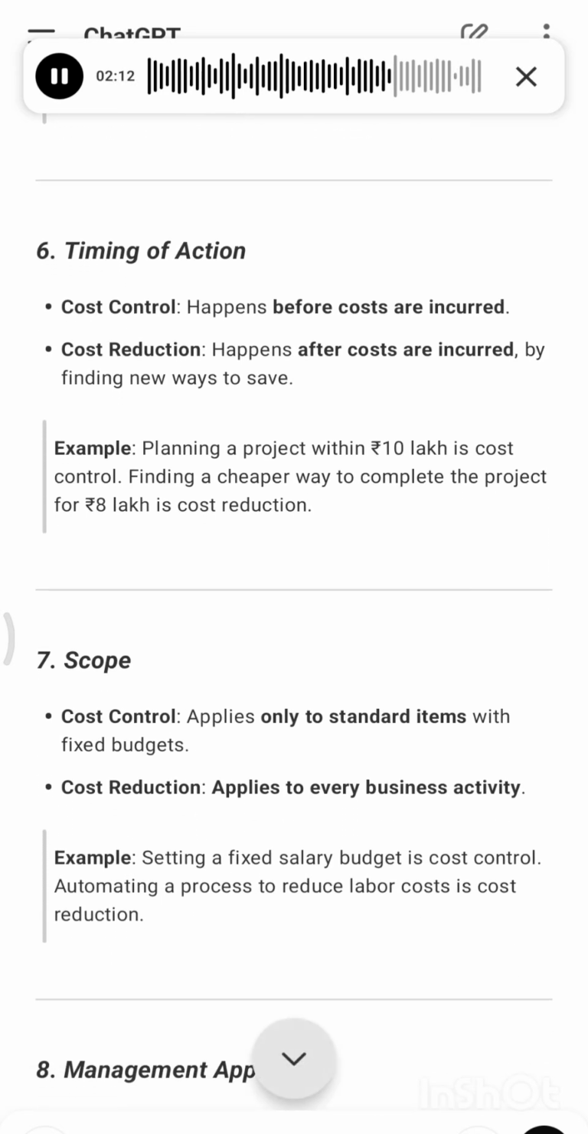7. Scope. Cost control applies only to standard items with fixed budgets. Cost reduction applies to every business activity. Example, setting a fixed salary budget is cost control. Automating a process to reduce labor costs is cost reduction.